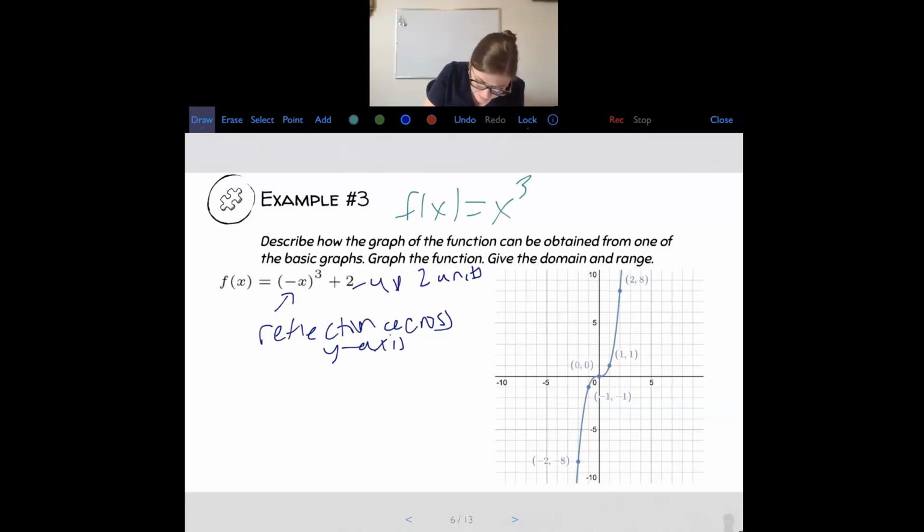So instead of a point at 2, 8, I'm going to have a point at negative 2, 8. Instead of a point at 1, 1, I'm going to have a point at negative 1, 1. 0, 0 stays. Instead of a point at negative 1, negative 1, I'm going to have a point at 1, 1. And then instead of negative 2, negative 8, I'm going to have a point at 2, 8. Okay, and I'm going to draw this the best I can.